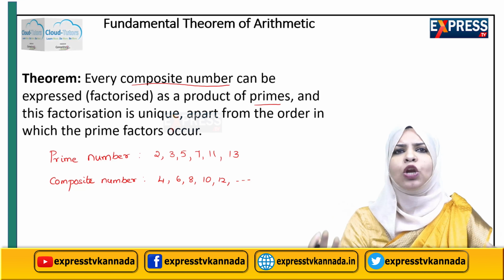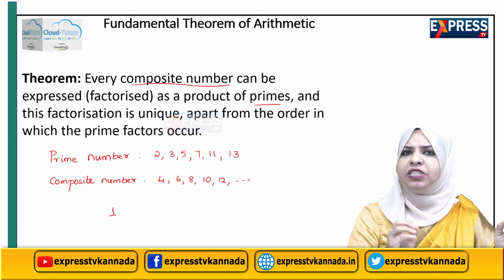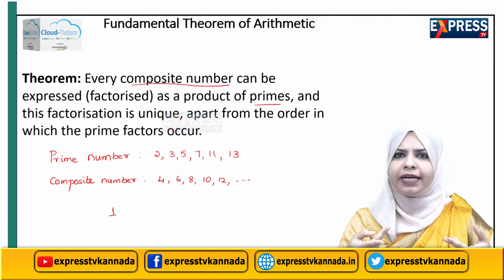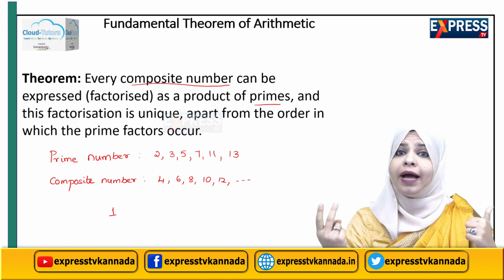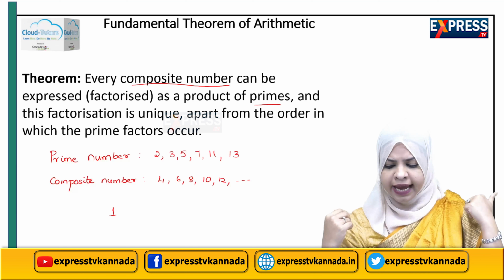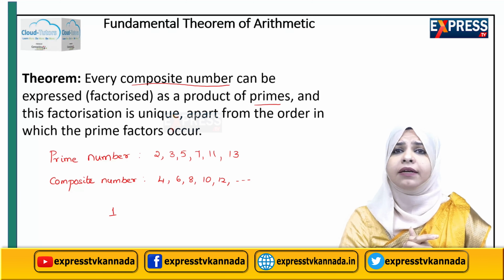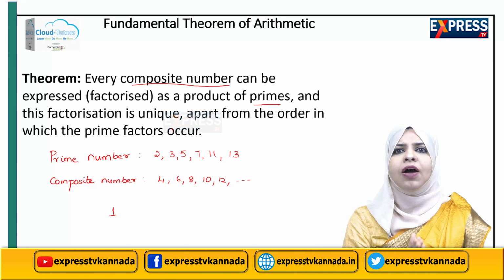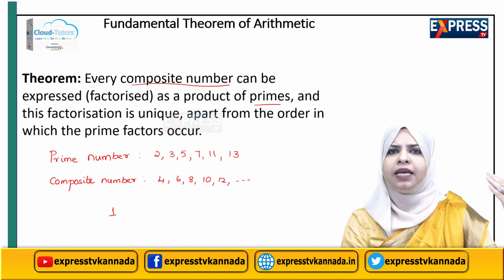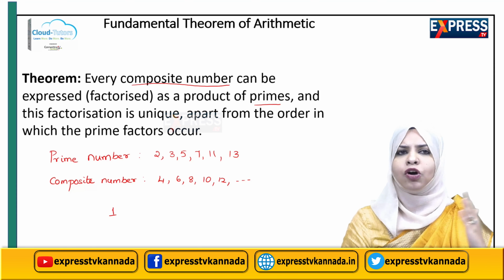Now, where does 1 belong? We said a prime number has exactly the factors 1 and itself, and a composite number has more than 2 factors. So what are the factors of 4? 1, 2 and 4. For 6, 1, 2, 3 and 6. For 8, 1, 2, 4 and 8. But where is 1? Remember, 1 is neither a prime nor a composite number. Previously it was considered to be a prime, but it is not.